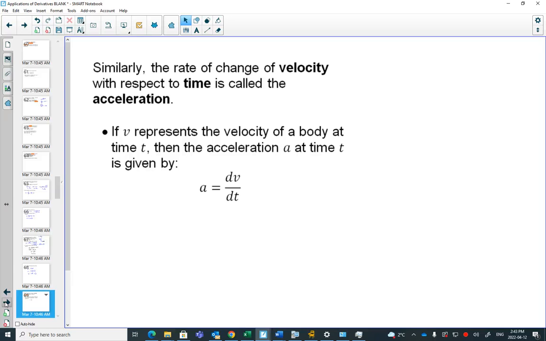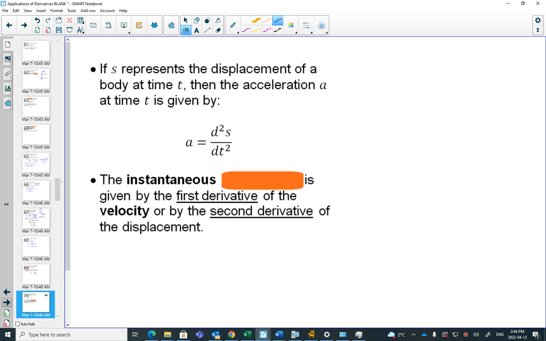So your acceleration is the derivative of your velocity. So it's equal to the second derivative of your displacement, which is in the next line anyways. So that's your instantaneous acceleration. And you'll notice in most gravity questions, it's gravity.